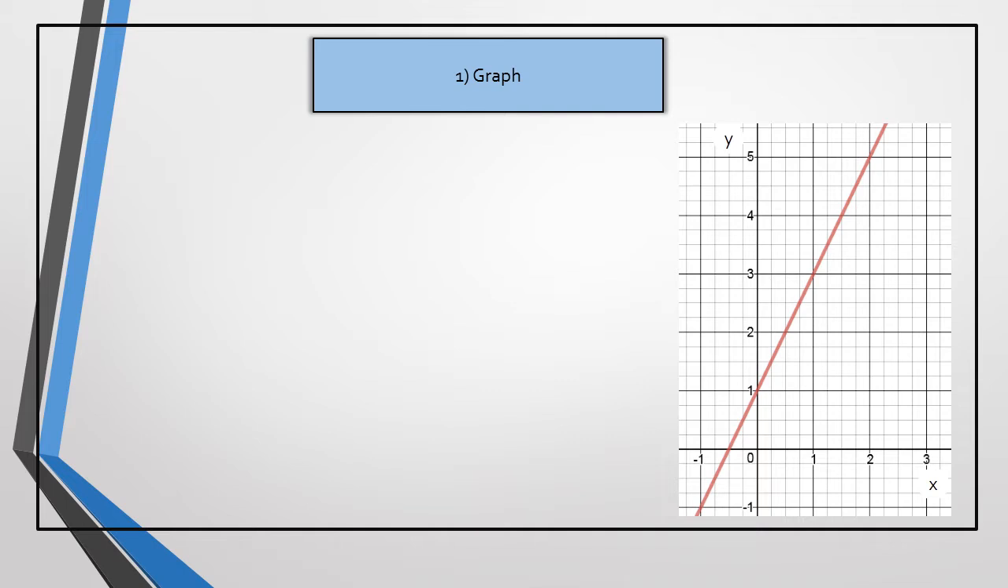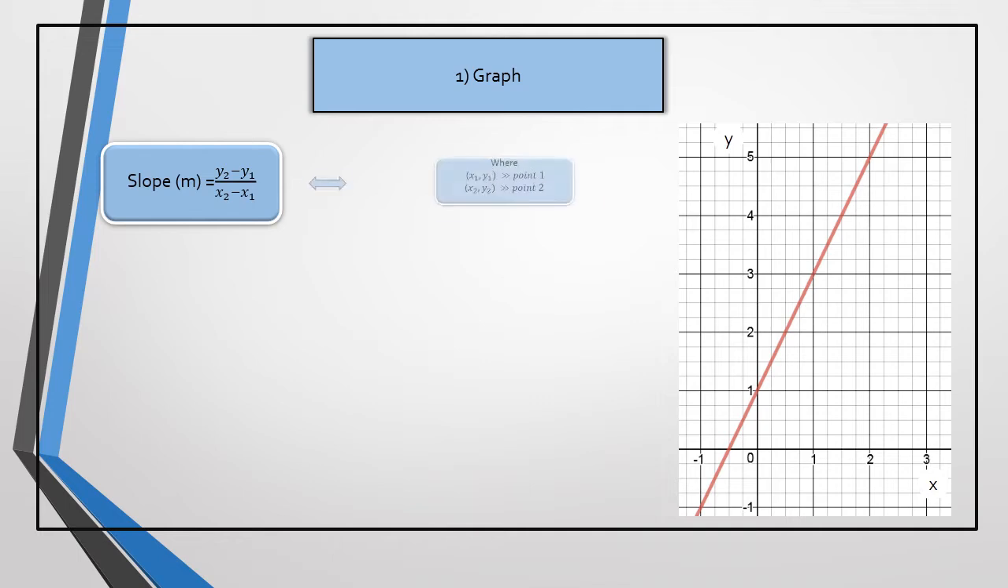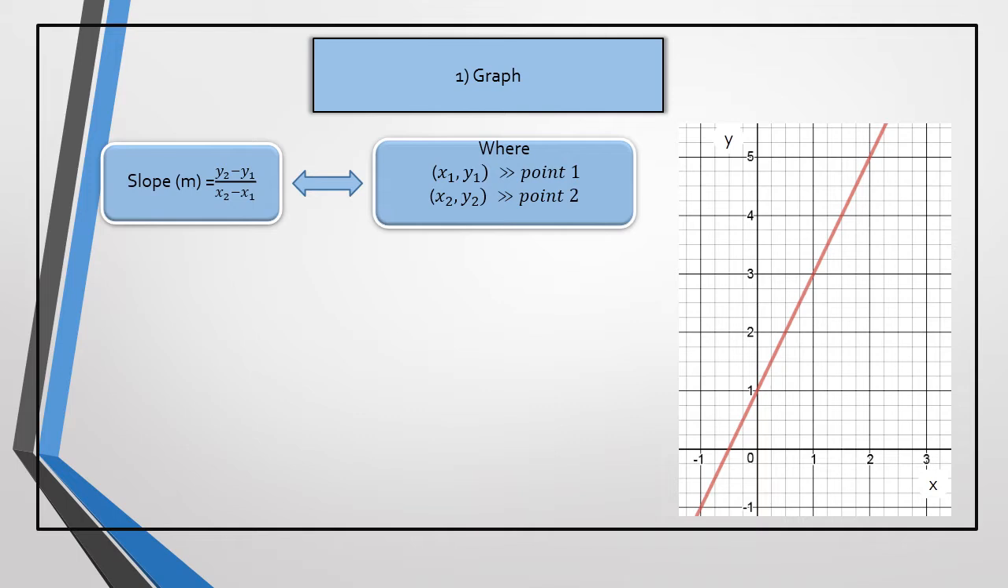Let's start by calculating the slope of a linear equation from a graph, as shown in the figure. At first, let's write down the equation of the slope, which is equal to y2 minus y1 over x2 minus x1, where x1 and y1 refer to point number 1 and x2 and y2 refer to point number 2.